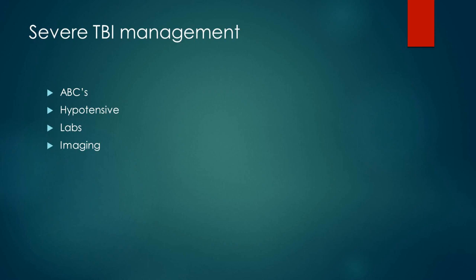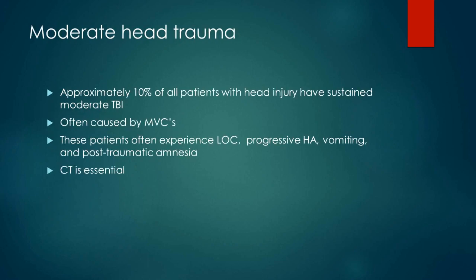Systolic blood pressure should be remaining above 90. You want to do your trauma labs, your CBC, CMP, COAGs, blood alcohol if indicated, urine tox if indicated, all of the other ones. Any adult with a head injury and a GCS of less than 15, the book says, should undergo CT imaging.